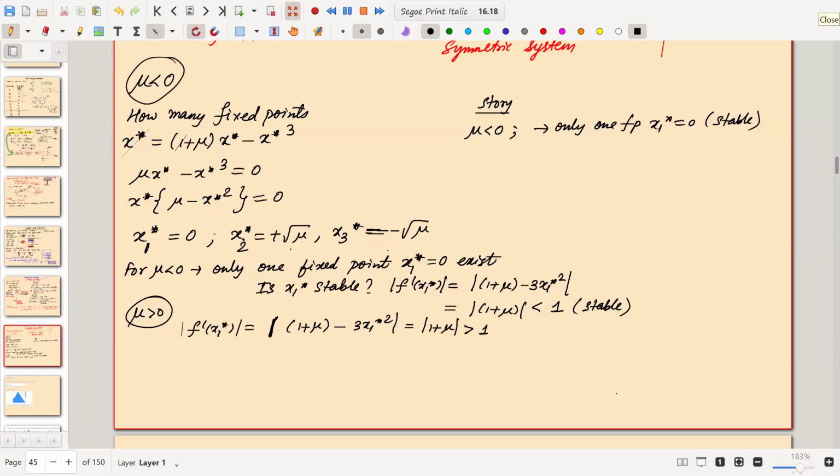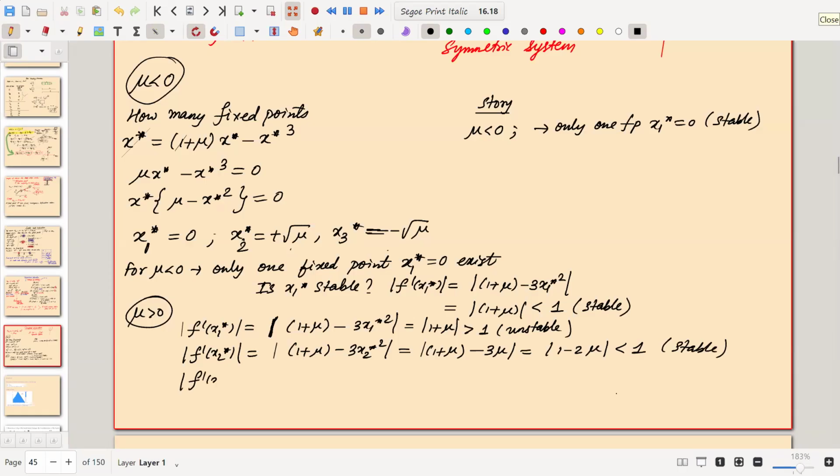Greater than 1, right? So if it is greater than 1, what is it? Unstable, right? Okay. Now let us go to the next fixed point, x2 star. So it is 1 plus mu minus 3x2 star square, right? So what is it? x2 is plus root mu. So x2 star square will be mu, so 3 mu, right? So 1 minus 2 mu, right? Is it still greater than 1? No, less than 1. So it is stable.